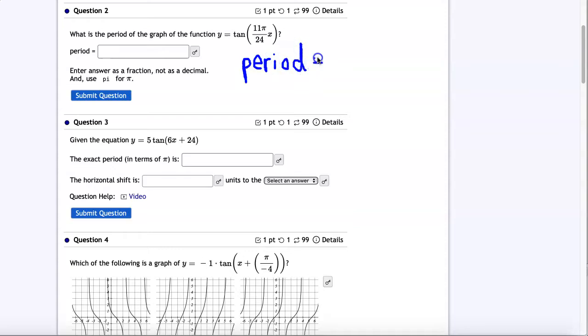So the period is found by taking pi and dividing it by the b value. In this case, the b value is 11 pi over 24. The pi's will cancel, and then you'll end up with 24 over 11.